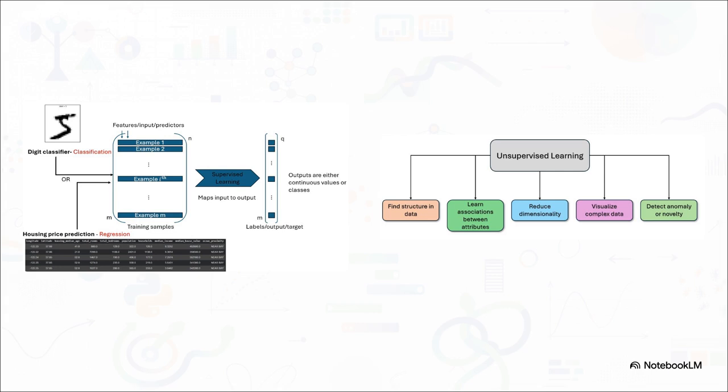But on the right, you have unsupervised learning. This is more like getting a giant messy box of Legos dumped on the floor and being told to sort them. There are no labels, no right answers. The whole point is for the machine to find the hidden structures all by itself. Like grouping customers together based on what they buy.